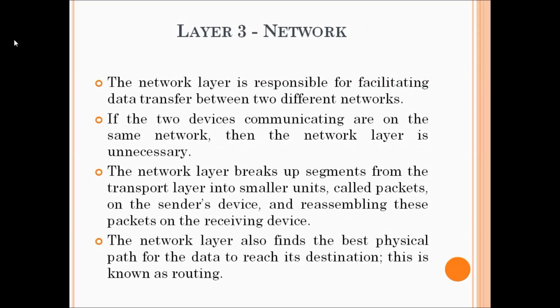Next is the network layer. The network layer is mainly responsible for routing. That means if you want to send information from sender to receiver, the sender can choose different paths, right? There will be different paths, so the sender should choose the path, mainly the shortest path. That routing, what route it has to take, is taken care of by the network layer.